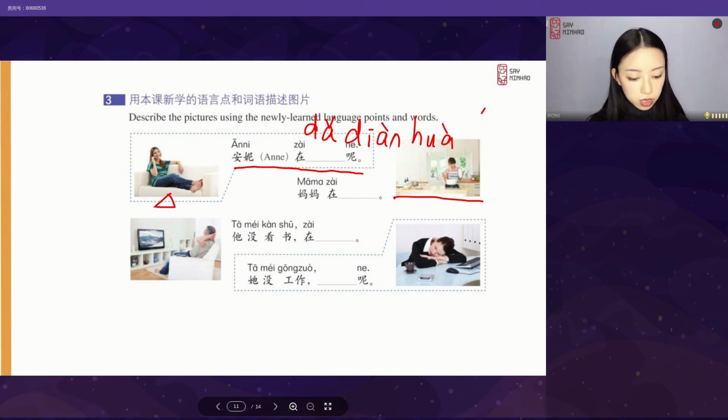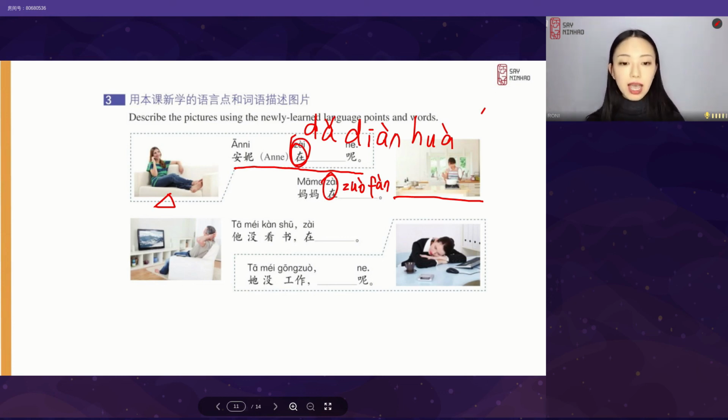Next one, what is mom doing? Mom is in the kitchen, right? She is cooking. So how to say cooking? It is 做饭. Mama 在做饭. So we can see there is 在, which indicates the action is in progress.